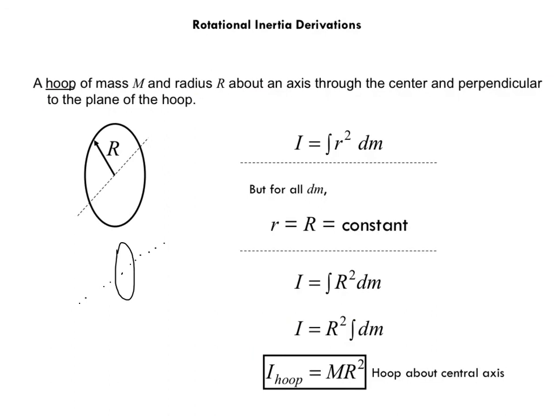Now, if we look at our equation, I is equal to the integral of r squared dm, we can see that all of our mass is actually located the same distance away from our axis of rotation at all points. So our r is going to be equal to just capital R, because this is a constant. So if it is a constant, r squared, then we can pull it out of our equation, and our dm just becomes our total mass.